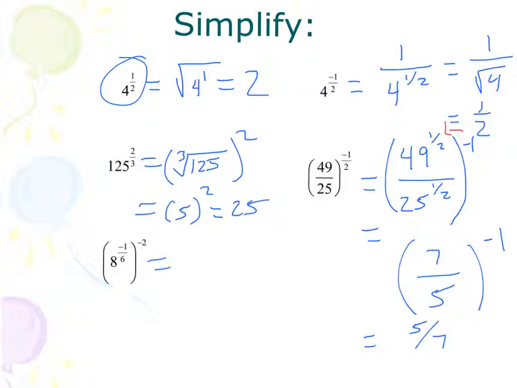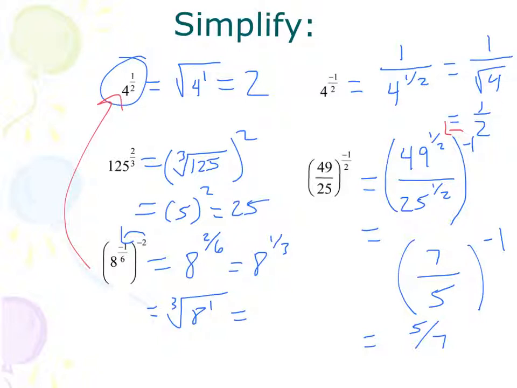8 to the 1/6 power to the -2nd. Another case where I'm going to apply one of those properties from learning target 1 and multiply through those parentheses. When I do that, I'm going to get 8 to the 2/6 power, or 8 to the 1/3. That means the root is 3, the power is 1. It's kind of like this one right here, where this was taking the square root. If you see to the 1/3 power, that's taking the cube root. So that'll be 2.